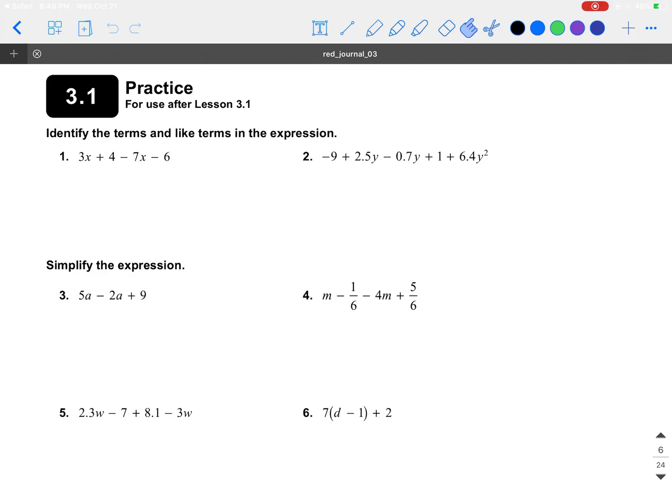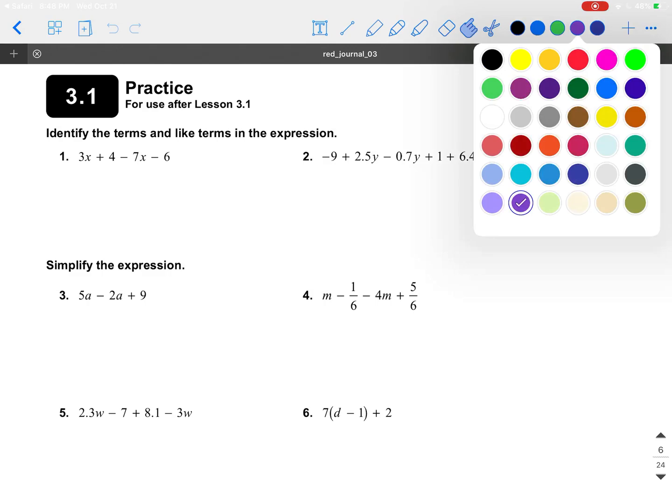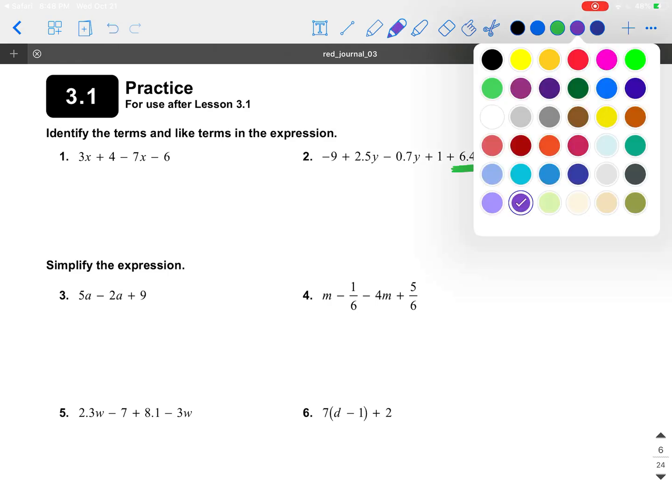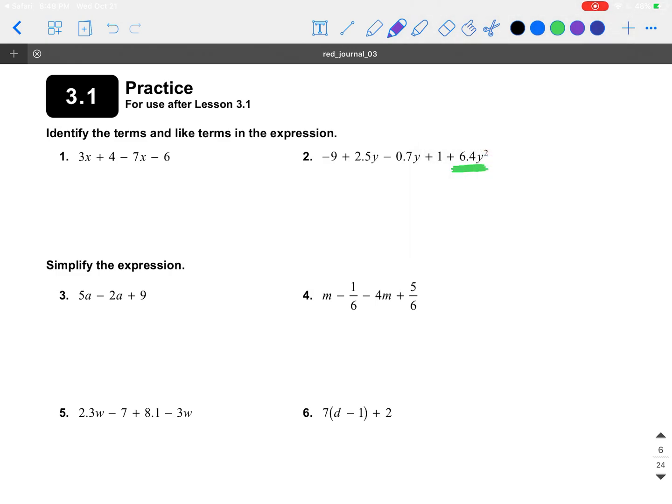So first, the very first section, question 1 and 2, remember you're only doing question 1, is going to ask you to identify terms and like terms in the expression. So if you have some different colors and you can color code, you can do it that way. If not, you can make maybe different shapes around them. So in this case, I see 6.4y to the second. I'm going to make that in one color. I don't see any other terms with y to the second, so that's the only one I'm going to put in green. Now in purple, I see 2.5y.